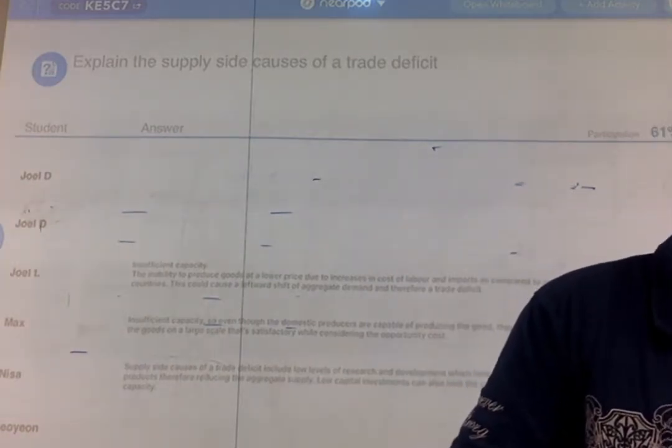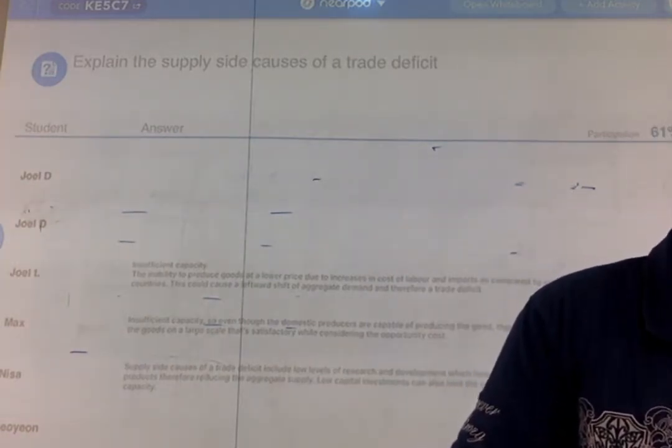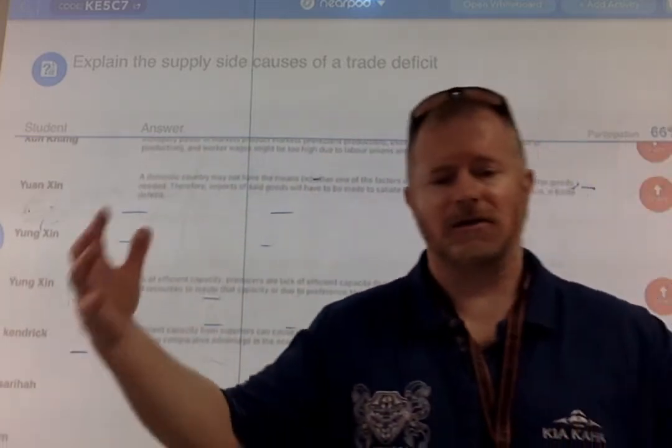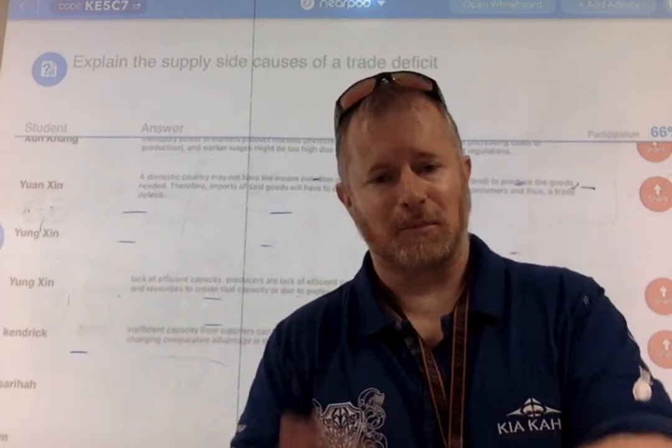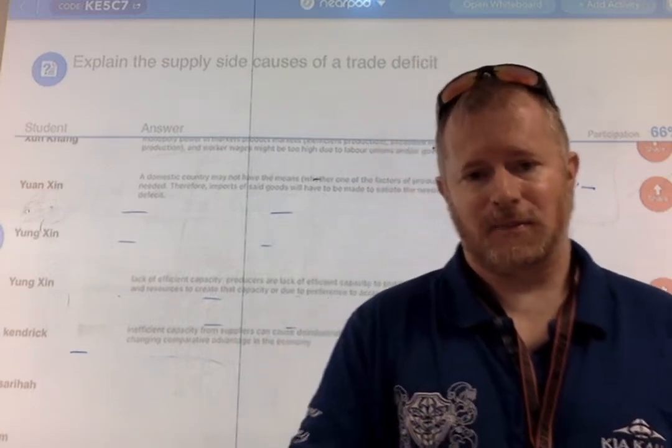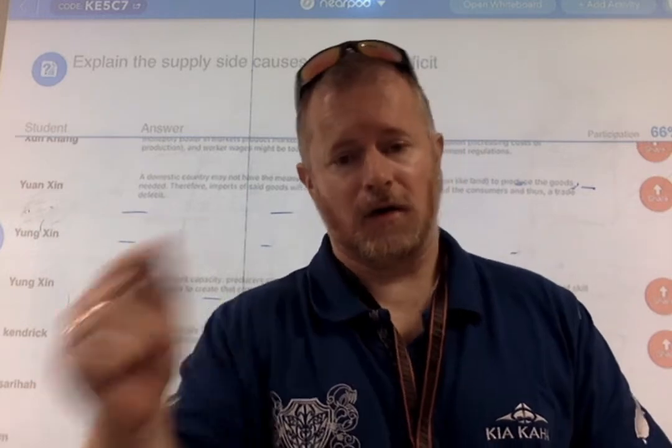Insufficient capacity, yes. Supply side issues, research and development, yes, absolutely. All of those things. Anything that's going to impact on the infrastructure, on the productivity levels, on the actual ability to produce, the productive capacity, anything that's going to impact on there is going to have a supply side effect on that trade deficit.